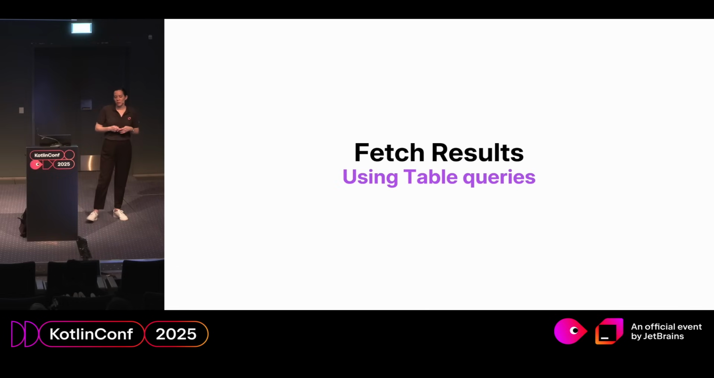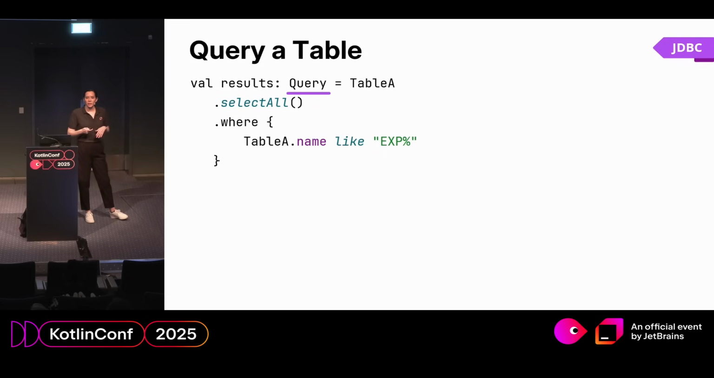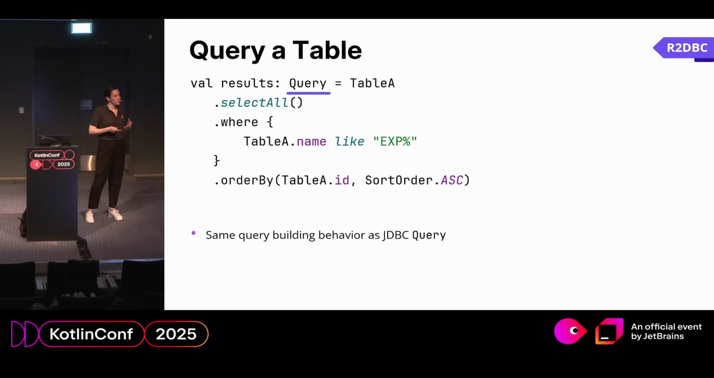What about fetching results? The main way to instantiate a query class in Exposed is to call selectAll on a table. And once you have a query instance, you can continue to chain methods that represent SQL clauses like where and orderBy. And with R2DBC, that does not change. Because you can continue to chain as many methods as you want on a query instance, and it will not actually be sent to the database until the first terminal operator attempts to iterate over the results.